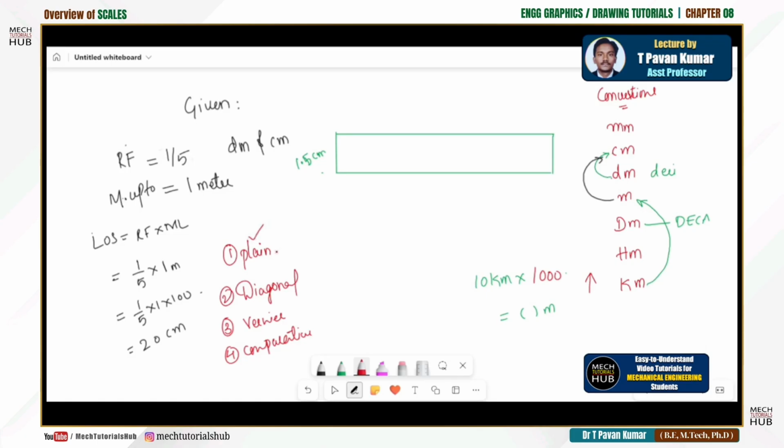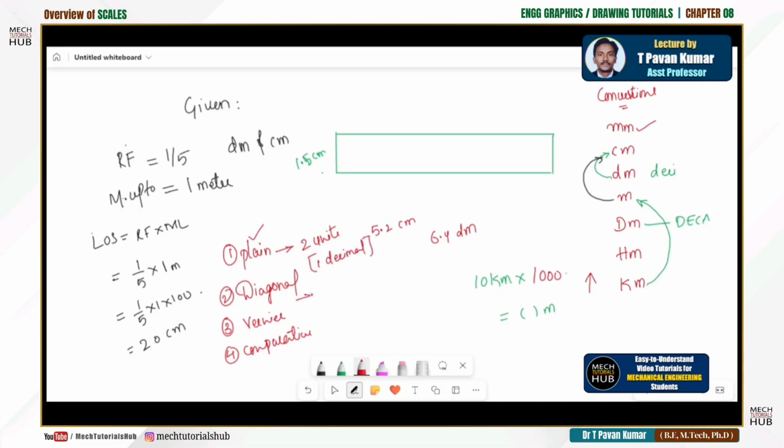What is a plane scale? Let us see. Plane scale can read up to 2 units. Those 2 units could be the same or different. If I say I need to measure a distance of 5.2 centimeters, what does it mean? 5 centimeters, then what is the subunit of centimeter? Millimeters. So 5 centimeters, 2 millimeters. Similarly, if I want to measure a distance of 6.4 decimeters, then 6 decimeters, 4 centimeters. So I can measure up to 2 units with 1 decimal point only.